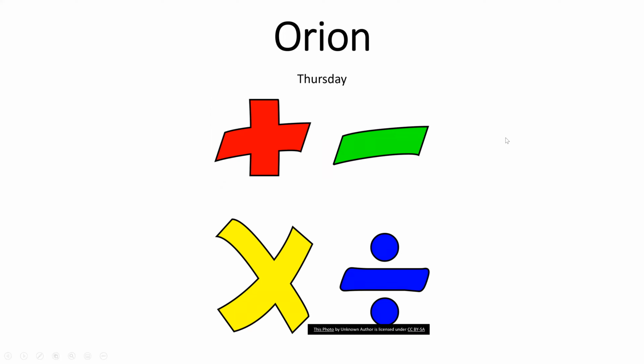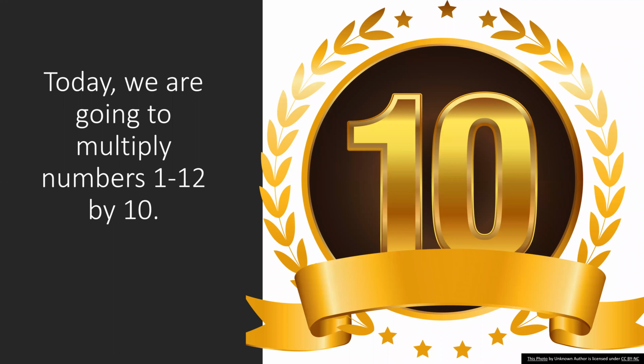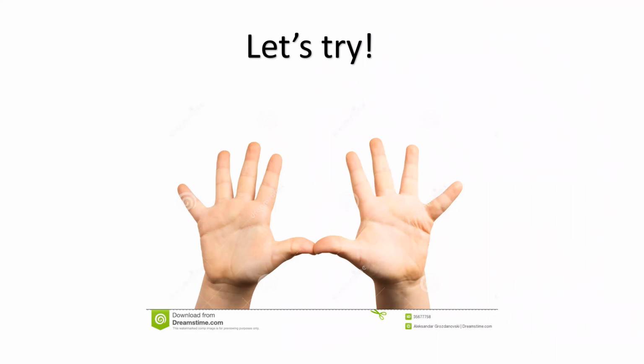Hey Orion, welcome back to math. Today is Thursday. Last week we learned skip counting by 10. Today we are going to multiply numbers 1 through 12 by 10. Let's try. We're going to use the hand method or our fingers. So I want you guys to put your hands up. Let me see them. Great job.